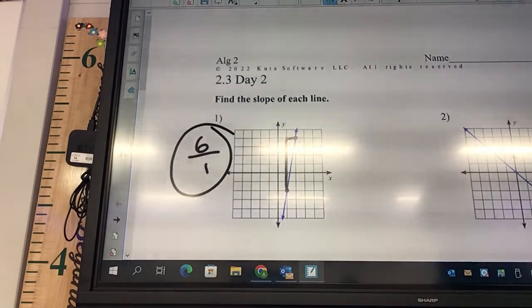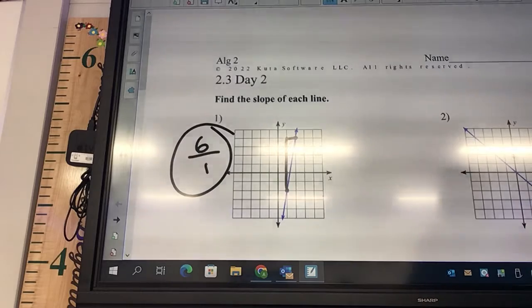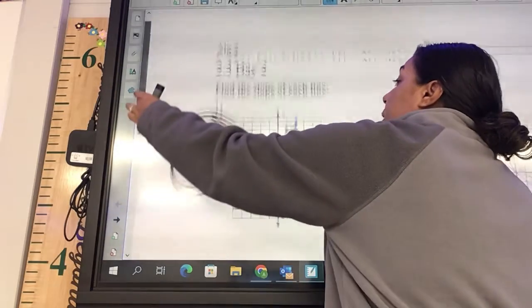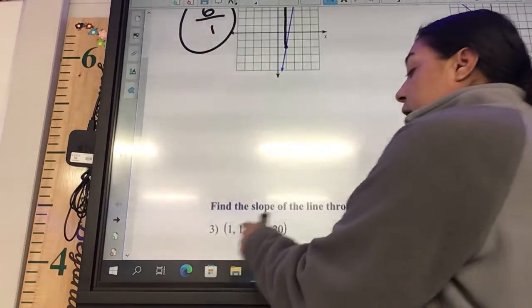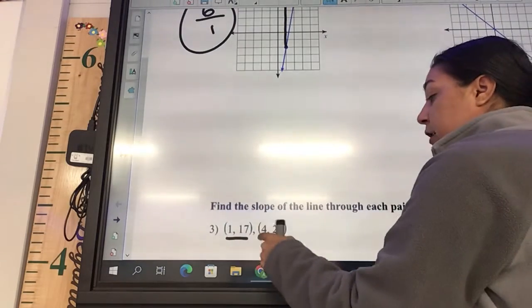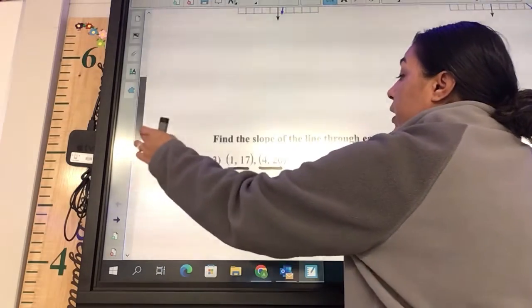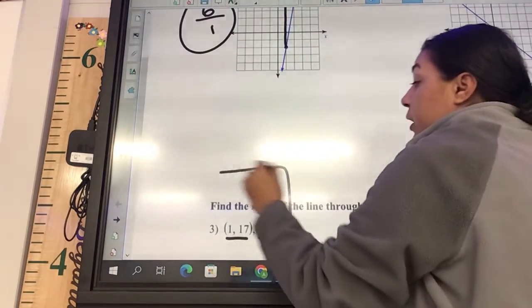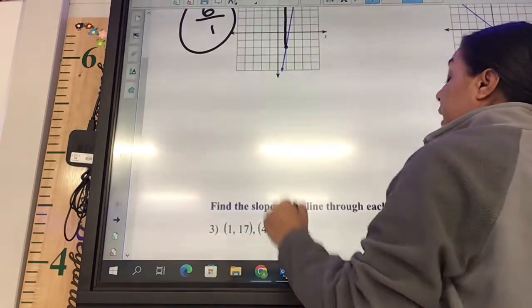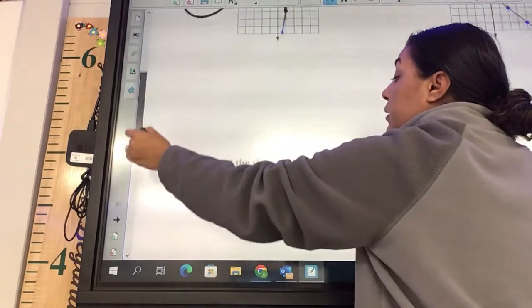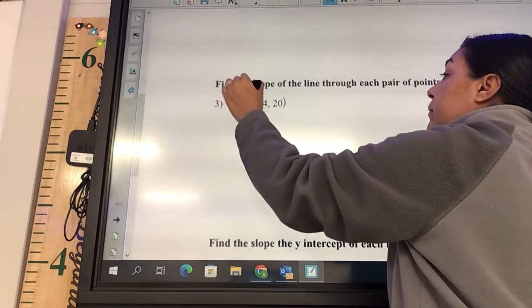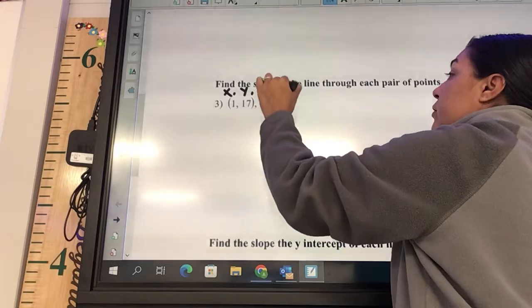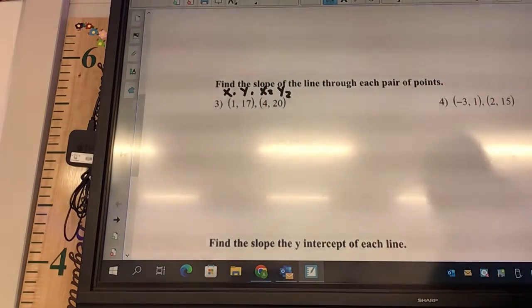Okay, find the slope of the line through each pair of points. We're going to talk about this tons today, but you see these? They're called points. This is point 1, point 2. Is it like the x1, y1 type stuff? Okay, what's the first thing we need to do? Mark x1, y1, x2, y2. What is the slope formula?